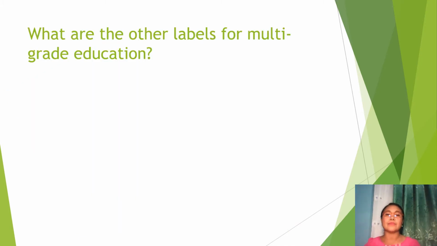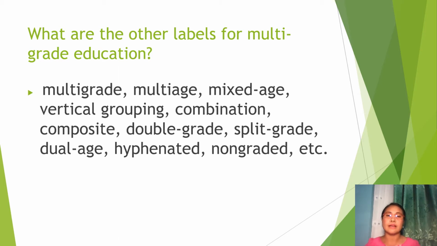Now, what are the other labels for multi-grade education? There are a lot of labels for multi-grade education, and some of those are multi-grade, multi-age, mixed age, vertical grouping, combination, composite, double grade, split grade, dual age, hyphenated, non-graded, etc. If you look at these labels, they only mean multi-grade classes. So when you say double grade, split grade, or dual age, you are referring to multi-grade education, to multi-grade classes.